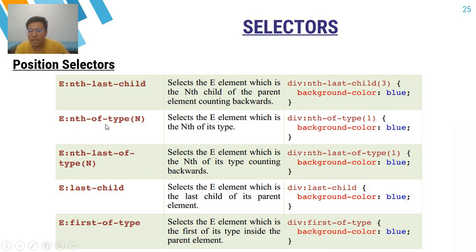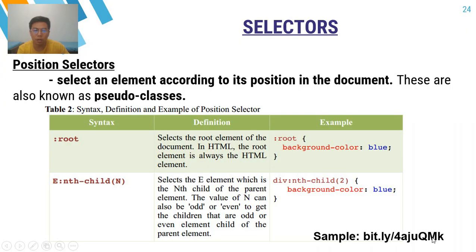Next, we have E:nth-of-type(n), which selects the E element that is the nth of its type. So this one we have div:nth-of-type(1). Okay. Next we have E:nth-last-of-type(n), which selects the E element that is the nth of its type counting backwards. Okay, so this is the example. We can change the background color as well. Again, you can go to this particular sample to really understand how the position selectors are used.